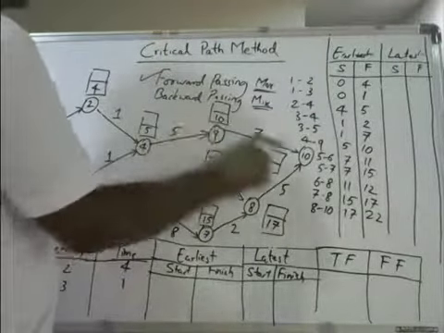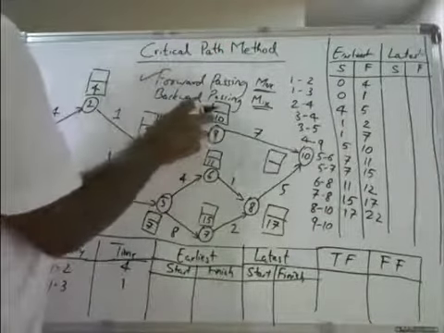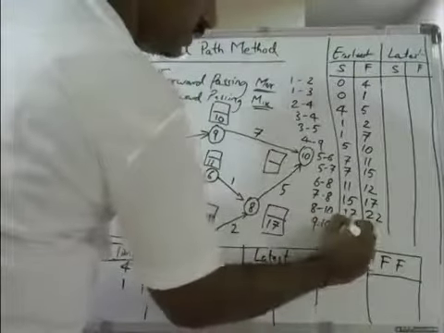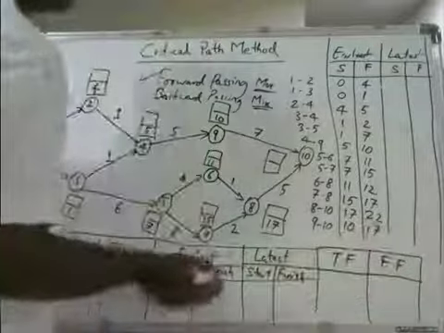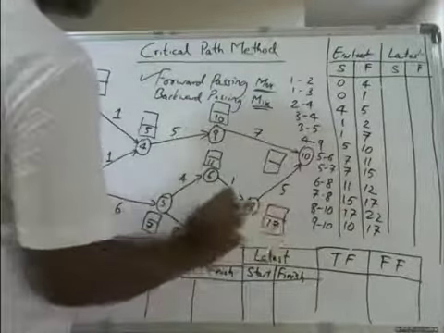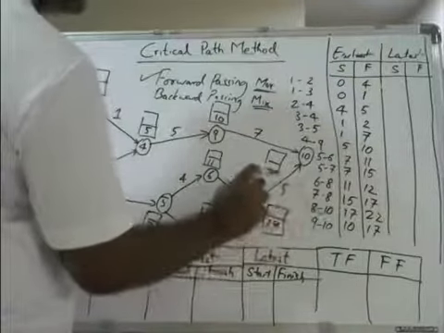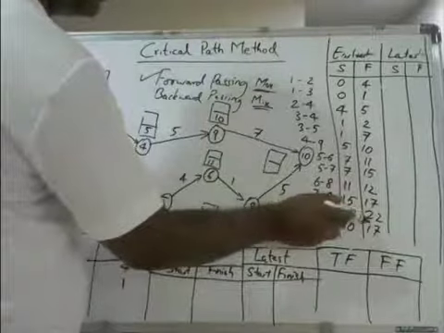So from 9 to 10, the last one will remain obviously, that is 9 to 10. Here 10 is the starting point, 10 plus 7 is 17. From here if you go, it is 17. From here if you go, it is 22. Whichever is maximum you should take. So out of 22 and 17, which is maximum? 22.